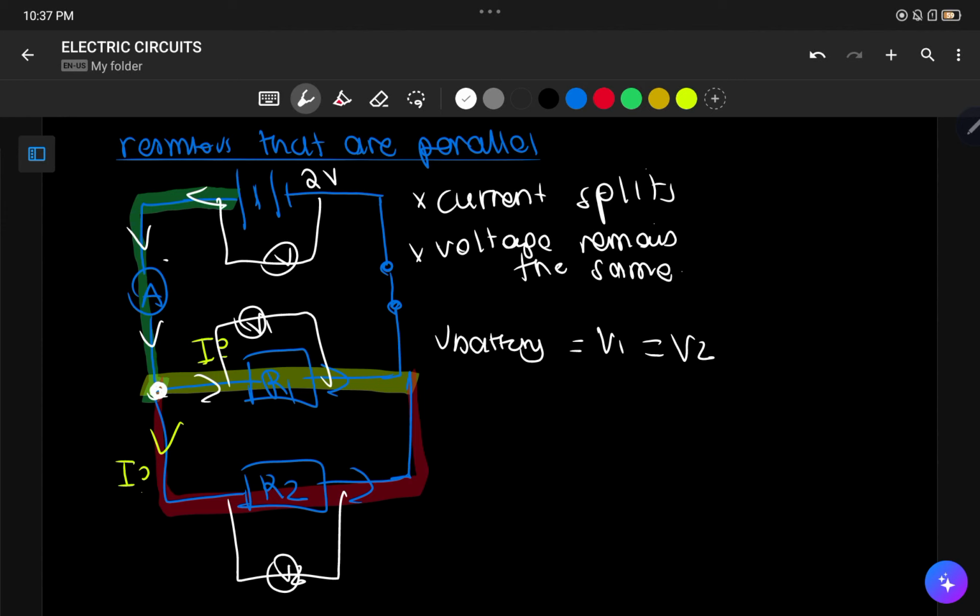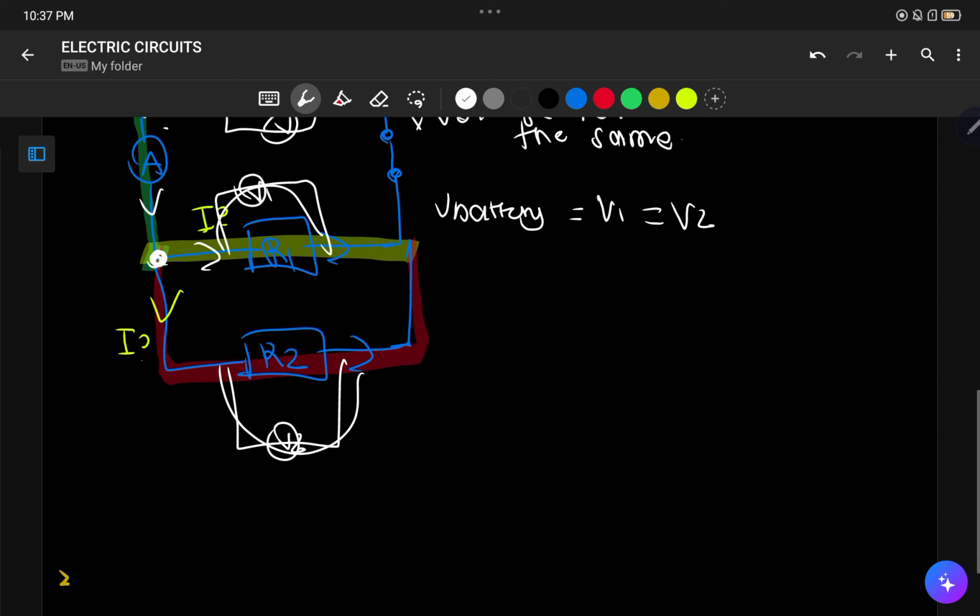So they're using different pathways, number one. Number two, the current is the one that will split to the different aspects of the pathways. However, the voltage will remain the same. That means the voltage that you're gonna get for this one will be the same as the voltage that you're gonna get for this one. It'll remain the same because they are parallel to one another.